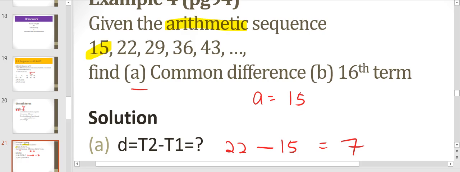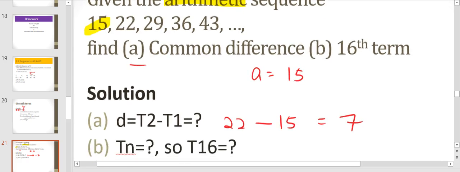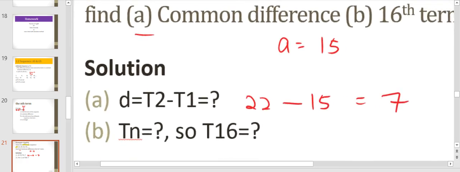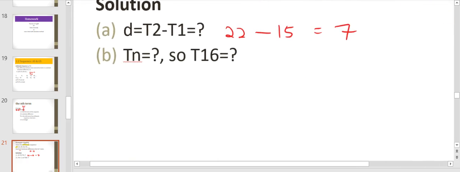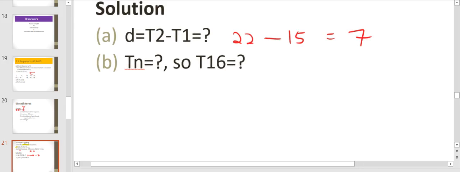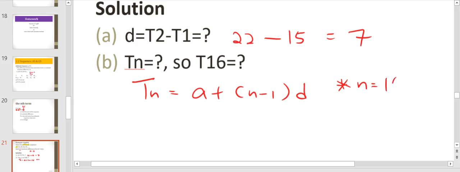Now let's go for part B. How do you find term 16? First of all, get your formula. From here, what do you need? Your n is 16. Your a is, what's your a? 15. What is your d? 7, which you found from part A.